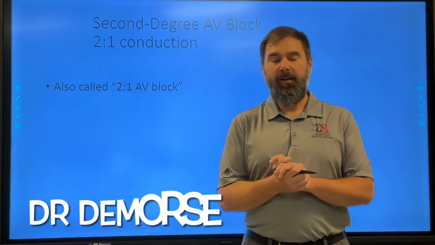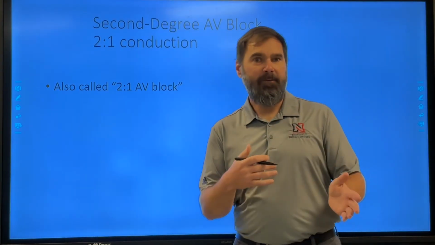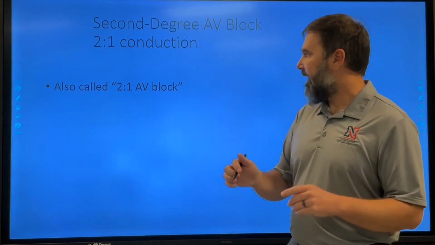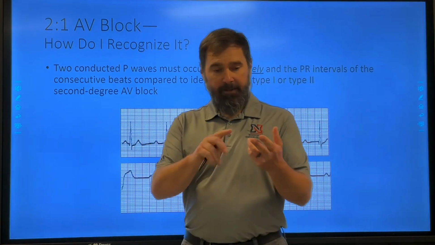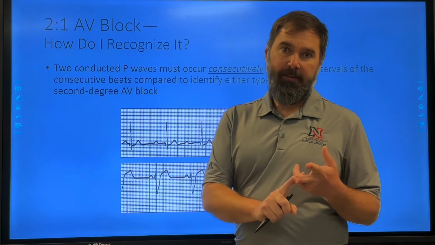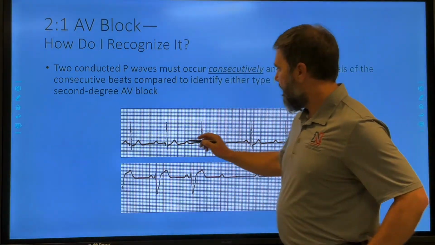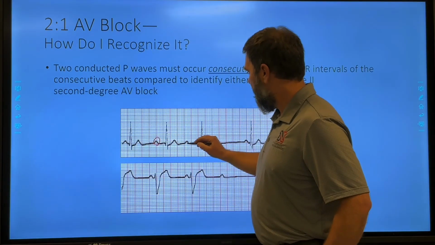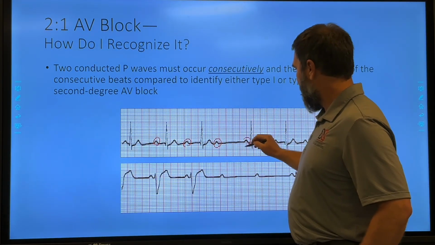Another grouping of second-degree blocks is a 2-to-1 block. Again, I mentioned you may have a 3-to-1 or even a 4-to-1, but a 2-to-1 block means you have 2 P-waves for every 1 QRS complex. So you have to have 2 P-waves for every QRS complex, and they should be consecutive. So looking here, 1 P-wave, there's a P-wave, there's a P-wave.